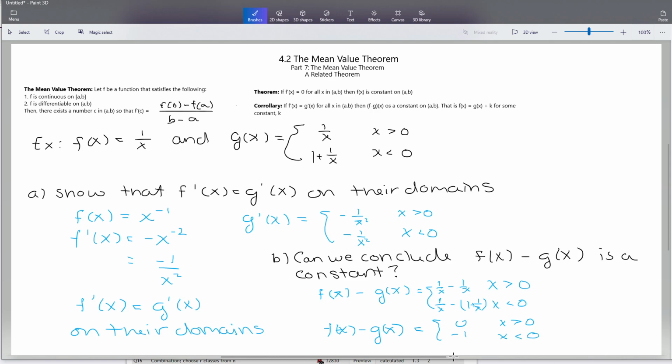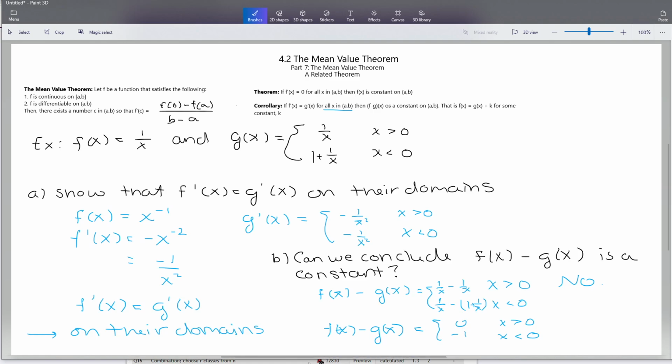So can we conclude that it is a constant? No, absolutely not. You can see that it is not a constant. It is two different values here. But why not? We did conclude that f prime of x and g prime of x are equal to one another. So the issue lies with this statement. We have to have an interval that we're talking about, and you can see that we snuck this in here by saying on their domains.